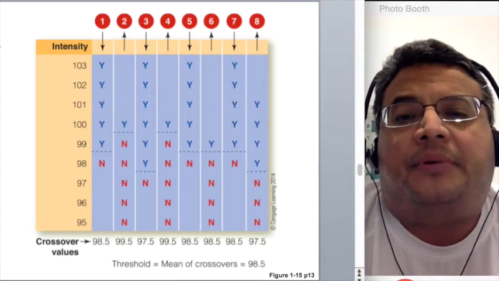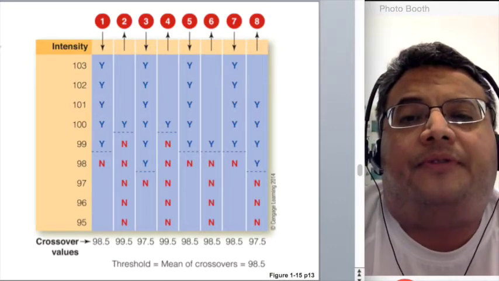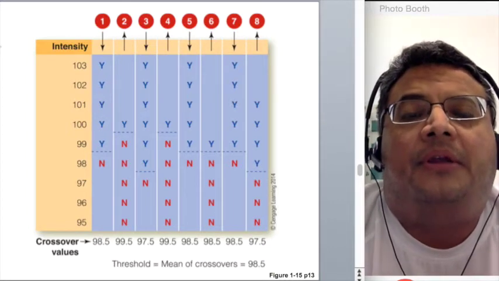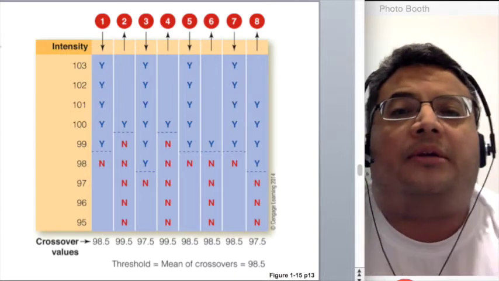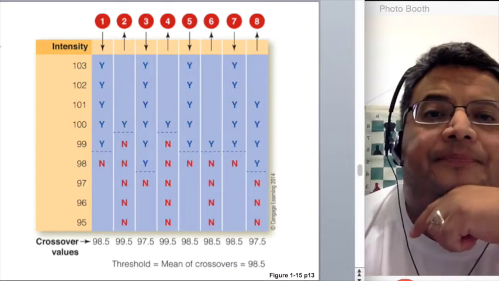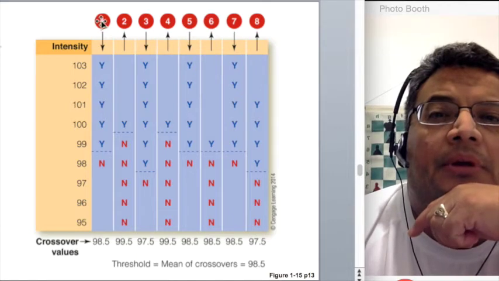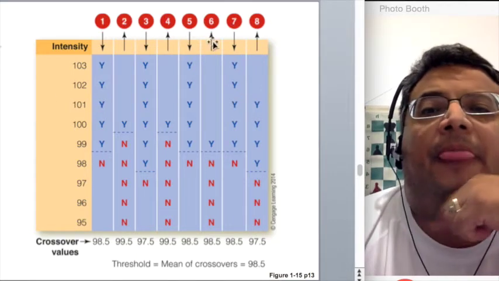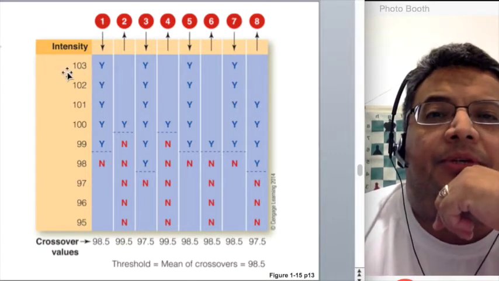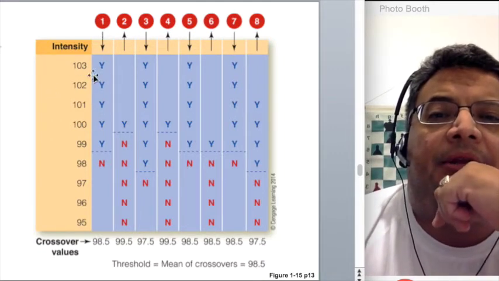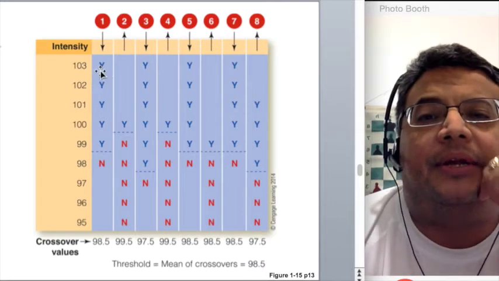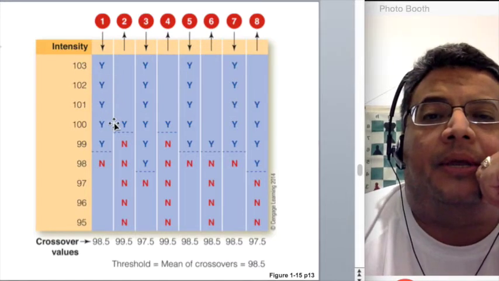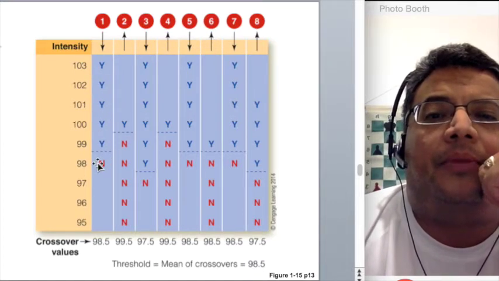This is an example of method of limits being used for sound. As you can see, the trials are organized according to columns: first trial, second trial, third trial, all the way. We did this 8 times. The first time we did it, we started at a higher intensity, and they said Y, which means yes, they could hear it. Yep, they can hear it. Yep, they can hear it. Nope, they couldn't hear it anymore.